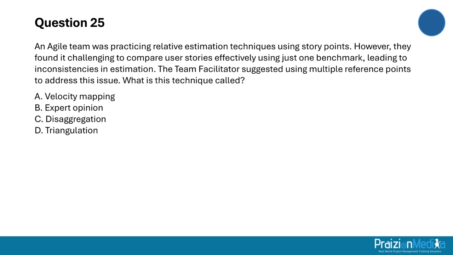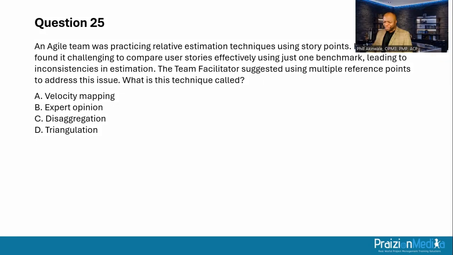Is it A, velocity mapping? Is it B, expert opinion? Is it C, disaggregation? Or is it D, triangulation? This is a straightforward one. It's either you know it or you don't. There's not a whole lot of problem solving to do. And there are a lot of questions on the exam that are very much like that. Pretty much just straight ahead. You either know it or not.